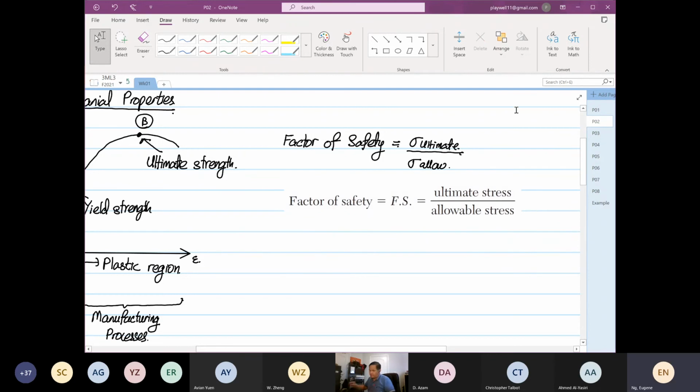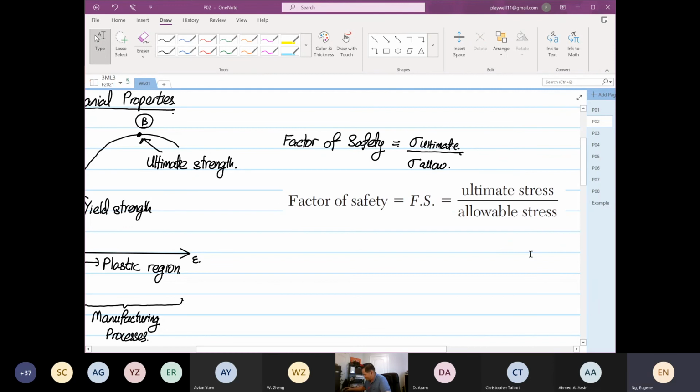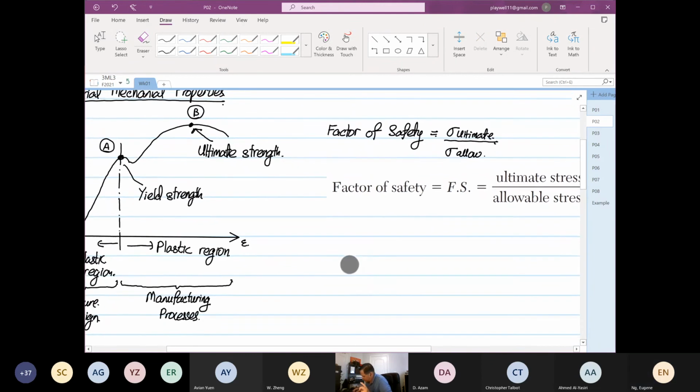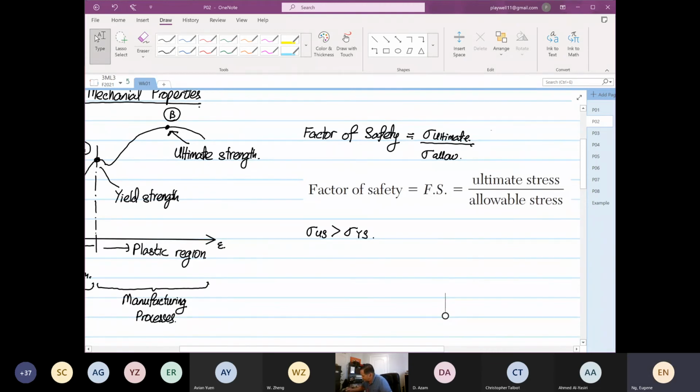Now, the textbook is not wrong. The textbook is right. But when is it right and when is it wrong? Now, hear me out. We know that the ultimate strength is greater than yield strength, right? We can see this trend. The problem with this formula, equation number 1 we have written, is that it only works for brittle material.